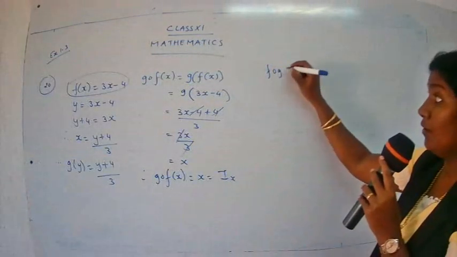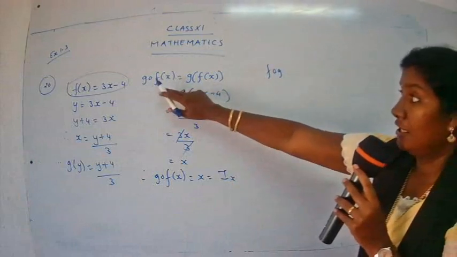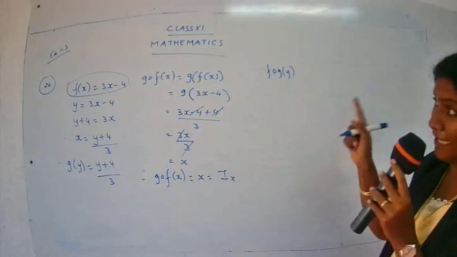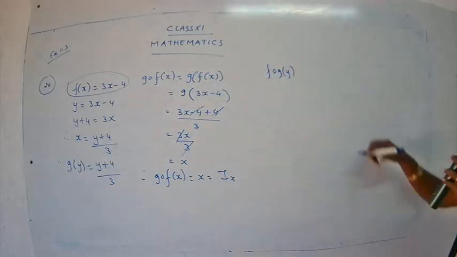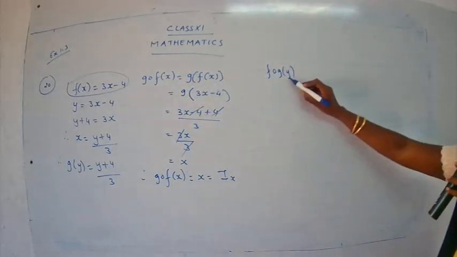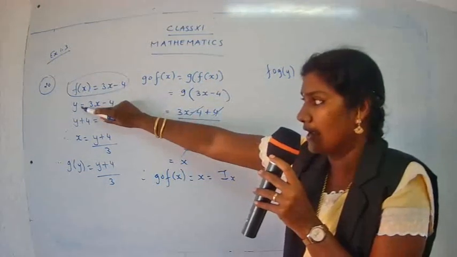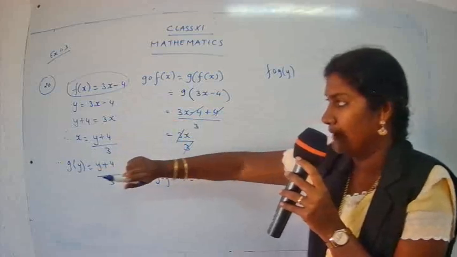F O G Y. Yeah, that's G O F X and F O G Y. We have taken f(x) and g(y). Yes, children, so write F O G Y. So remember these two things. These are the important things that you follow. f(x) write as y and x take as g(y).